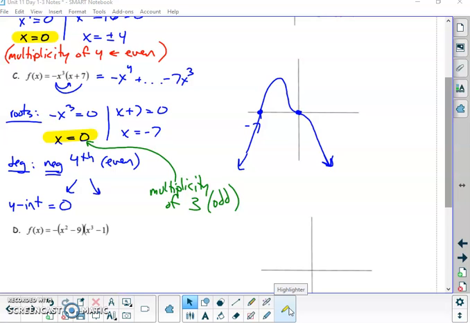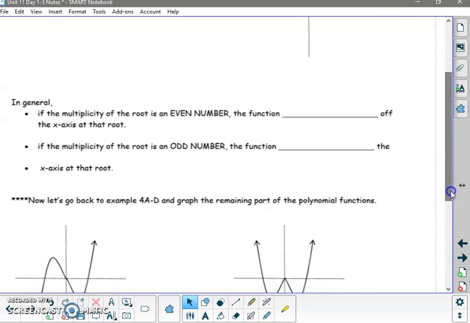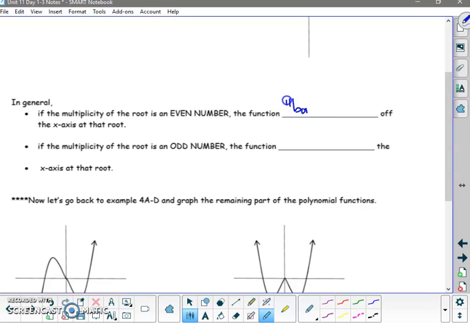Okay, so now let's summarize our multiplicity. So I'm going to skip ahead a couple pages. And right here you can see, in general, if the multiplicity of the root is an even number, so double root, fourth root, the function bounces off the x-axis at that root. So think of your parabola, kind of looks like this. That root right there could have a multiplicity of 2, 4, 6, something to that effect.